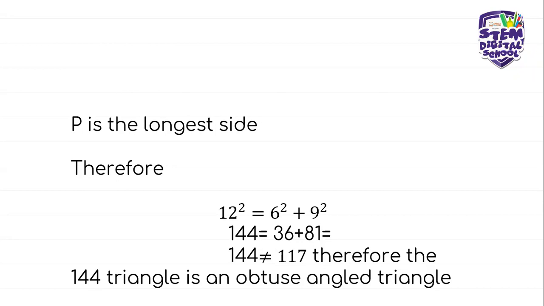144 is obviously bigger than 117. So if 144 is big, it means that the angle we are talking about, P, is the biggest angle. And that is why we say the type of triangle here will be an obtuse angled triangle, but not just an obtuse angled triangle. It's an obtuse angled scalene triangle.